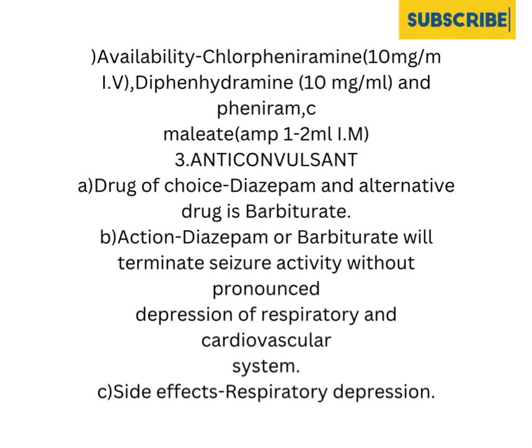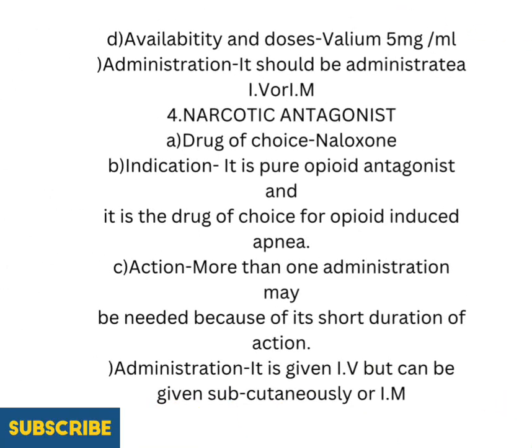3. Anticonvulsant. A. Drug of choice: diazepam. An alternative drug is barbiturate. B. Action: diazepam or barbiturate will terminate seizure activity without pronounced depression of respiratory and cardiovascular system. C. Side effects: respiratory depression. D. Availability and doses: Valium 5 mg per ml. Administration: it should be administered IV.